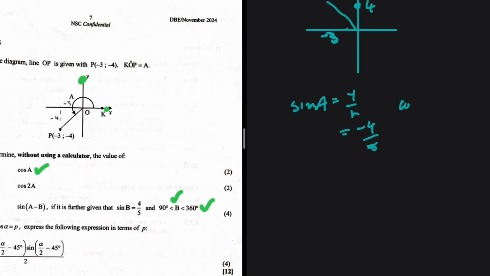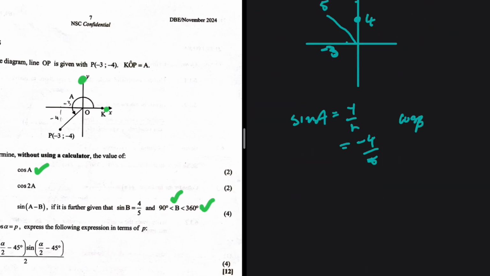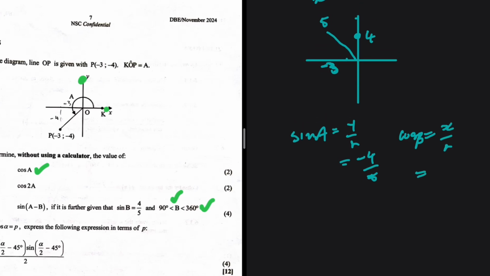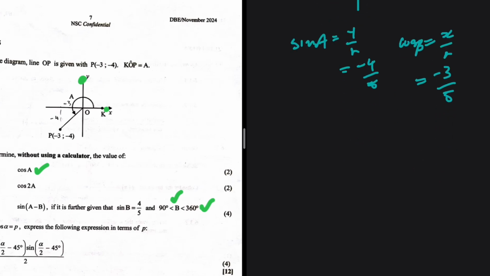And then what about cos? Is it cos that we are worried about? Cos of B. Cos of B is going to be x over r. So let's figure out what that is. X is minus 3, r is 5. So there we go. We have sine A and cos of B.